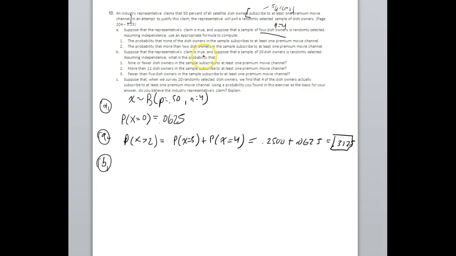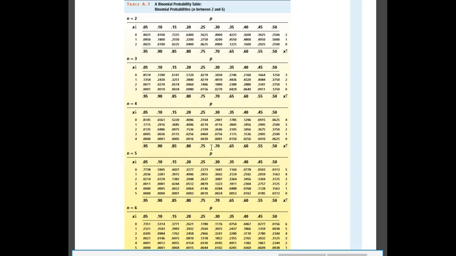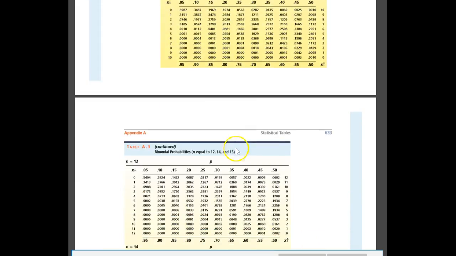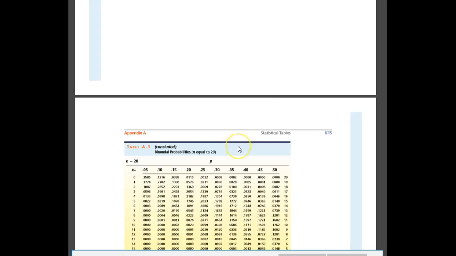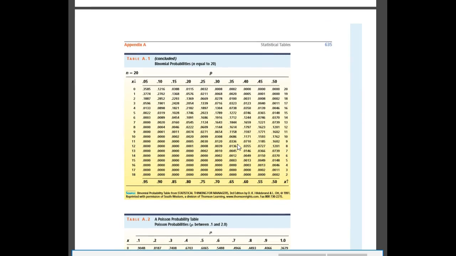Suppose that the representative's claim is true, and suppose that a sample of 20 dish owners is randomly selected. Assuming independence, what is the probability of that? Okay, so now we have a new binomial distribution. So x is binomial with still probability of 0.5 because that was the owner's claim, but now n is equal to 20, so we need a new table. So we go over to the table, we find n equal 20 table, there it is.